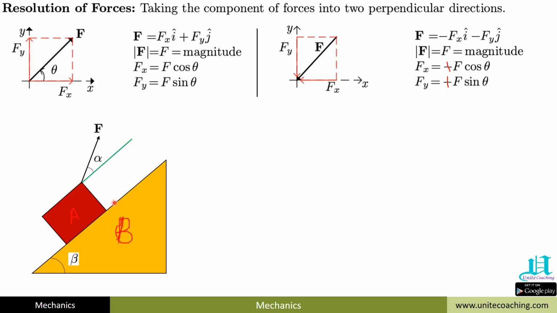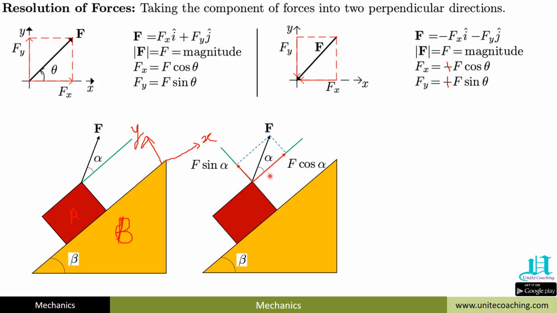Here we are assuming the x and y axes as shown: the x-axis is along the surface of the wedge, and the y-axis is perpendicular to the surface of the wedge. Now we want to make the components of this force along this x-axis and along this y-axis. Then we will have F cos alpha and F sin alpha as the components.